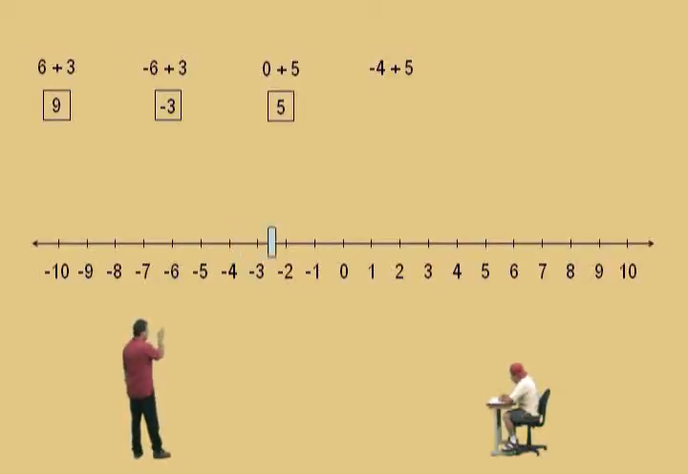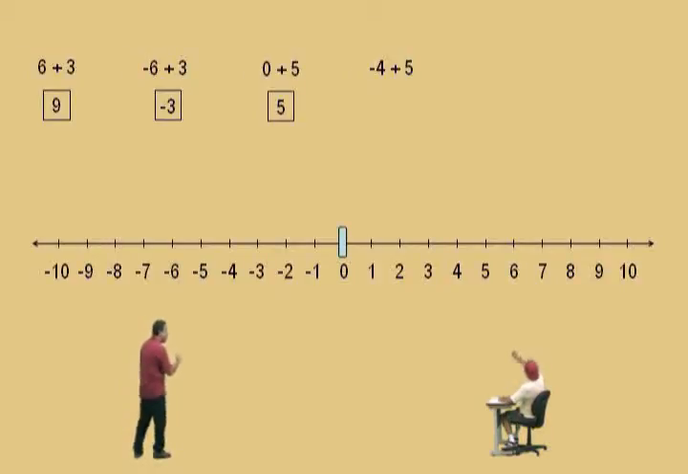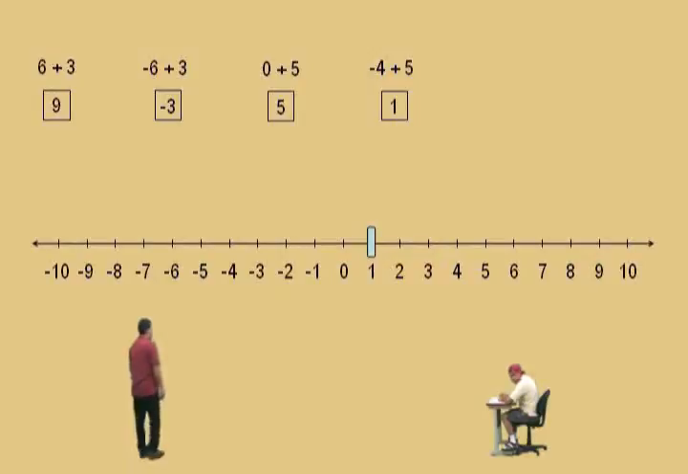But notice here, we go to 0. How many spaces have we moved? 4. And we still have how many more to go? One more. And so our answer is positive 1. There you go. Don't forget to circle your answer.